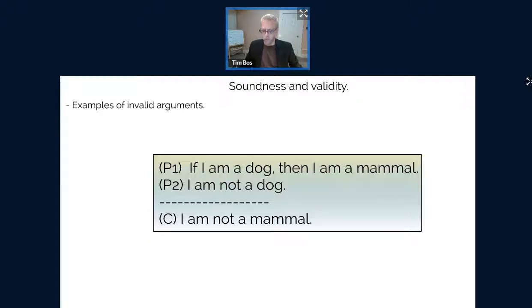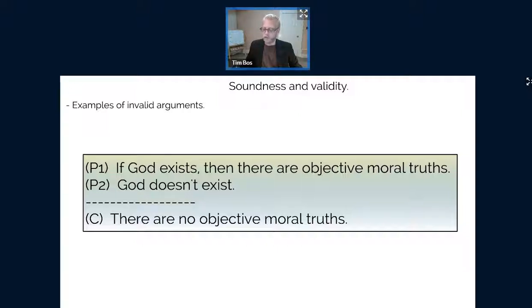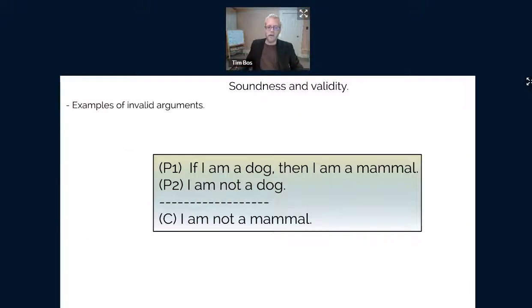So to show you that this doesn't work, we can change the subject, and you can more easily see that it doesn't work. If I am a dog, then I'm a mammal. It's true, right? Dogs are mammals. So if I were a dog, I would be a mammal. Yeah, it's true. Well, I'm not a dog, am I? No, that's right. I'm not. Does that mean that I'm not a mammal? I'm waiting because I see people typing, so. No, it doesn't. It doesn't follow, right?